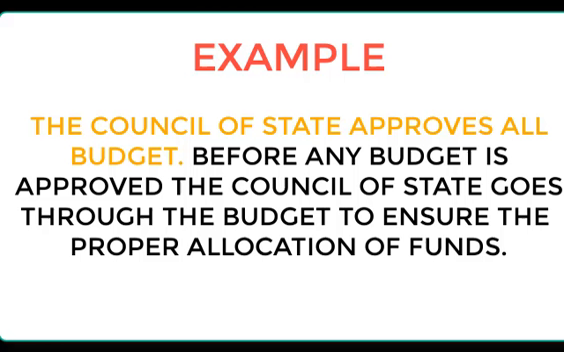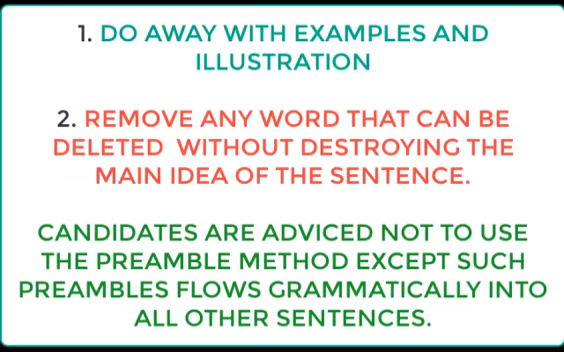After extracting the topic sentence, the next thing to do is to trim the sentence. In trimming down the sentence, you have to do the following. 1. Do away with examples and illustrations. Remove any word that can be deleted without destroying the main idea of the sentence. Once again, candidates are advised not to use the preamble method, except in cases where they are confident that such preambles flow grammatically into all the other sentences.